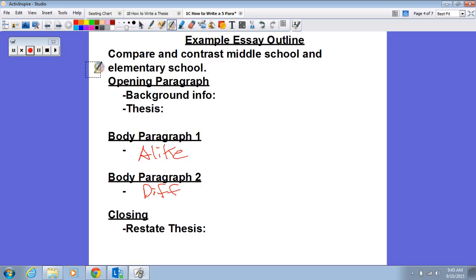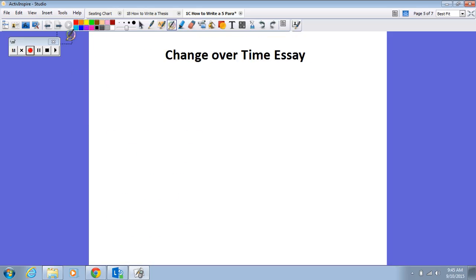All right, now that we've got that done, hopefully you see that the structure isn't all that hard. It's pretty simple. Write the thesis, one reason they're alike, explain it, one reason that they're different, explain it, and then move on. Now the other type of essay that we're going to talk about is called change over time.